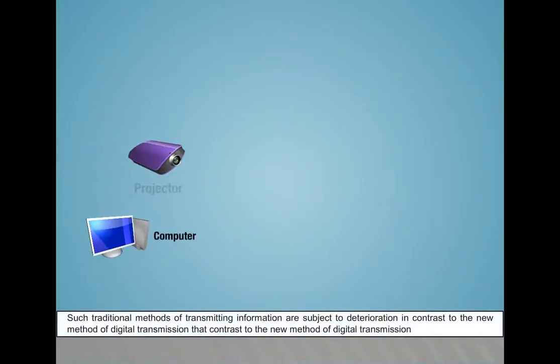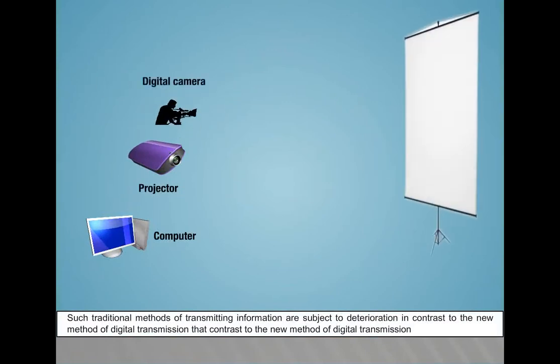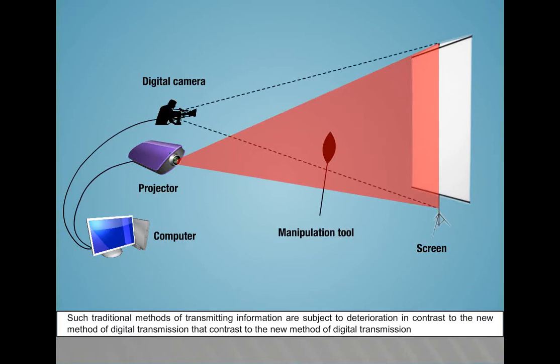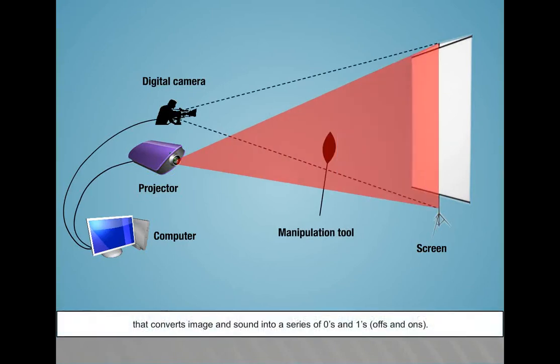Such traditional methods of transmitting information are subject to deterioration in contrast to the new method of digital transmission that converts image and sound into a series of zeros and ones, that is, offs and ons. Working process of analog and digital mechanism.